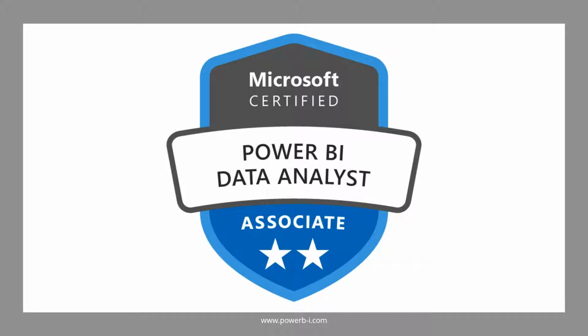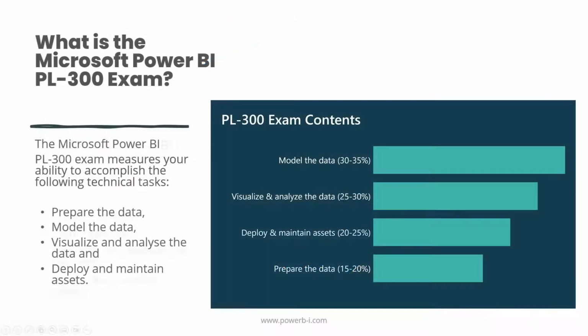Today, we're going to take a closer look at the Microsoft PL300 exam and what it entails to become a Microsoft certified Power BI Data Analyst Associate. In order to become certified, you need to take the Microsoft Power BI PL300 exam, which was previously known as the DA-100 exam. This exam consists of 4 measures that you have to be able to accomplish, which is preparing your data, modeling your data, visualizing and analyzing your data, and deploying and maintaining assets. And as you can see on the screen, there are different percentages that are allocated to each of these 4 measures.